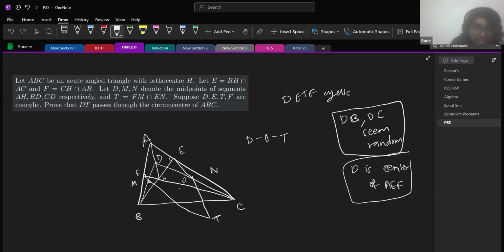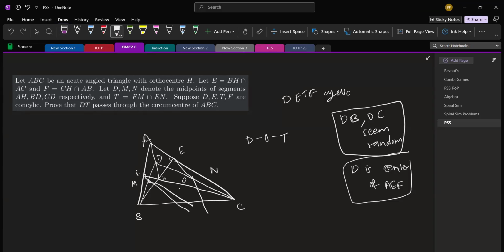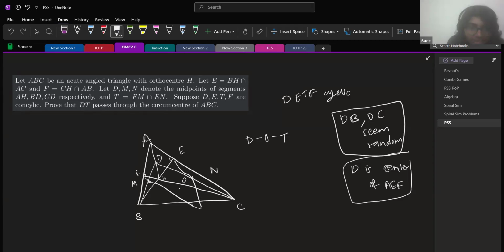My diagram is kind of scuffed for that. T looks like it lies on ABC at this point. Wait, but DEF then just goes to the circumcircle of ABC, right? Unless I'm tripping. You're not tripping.